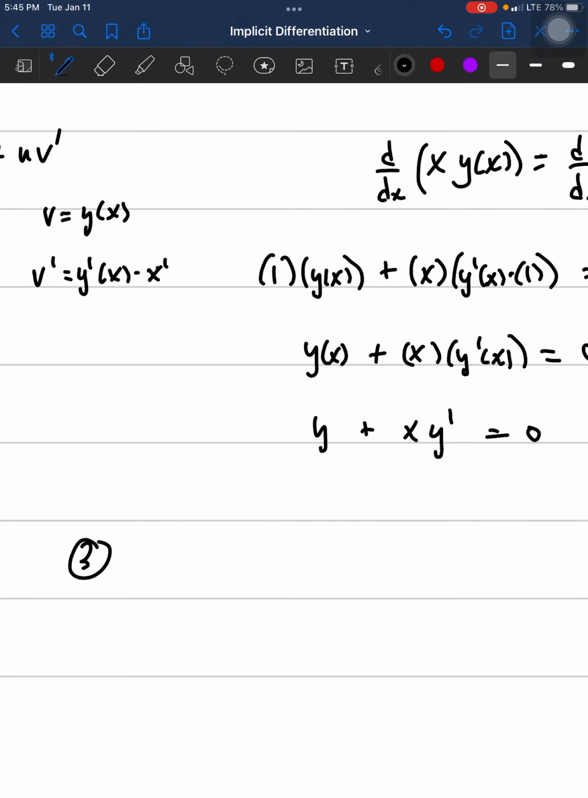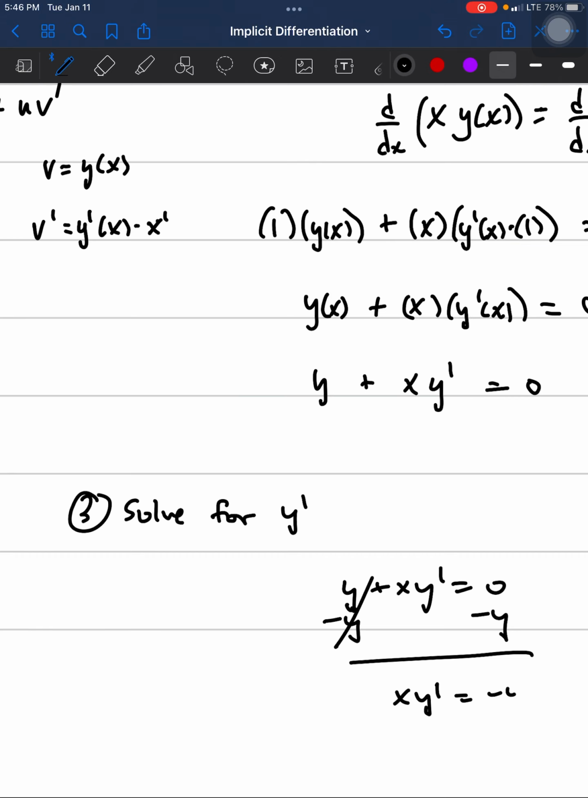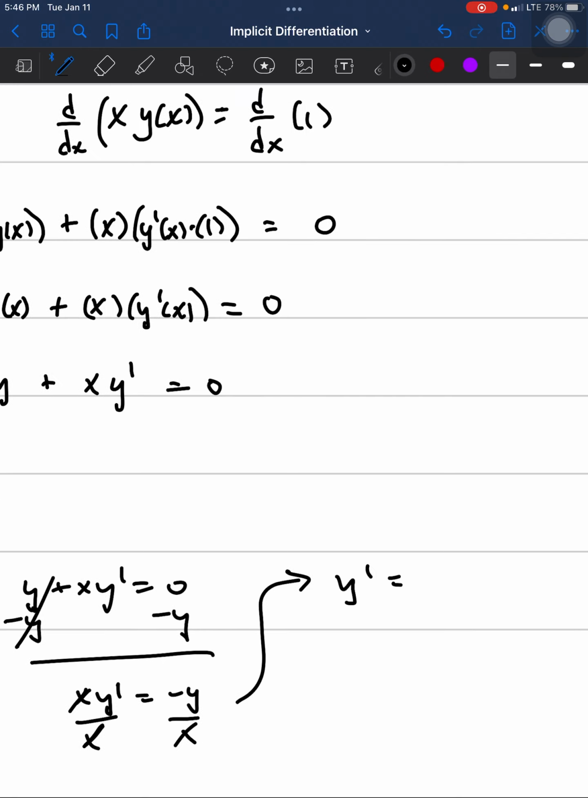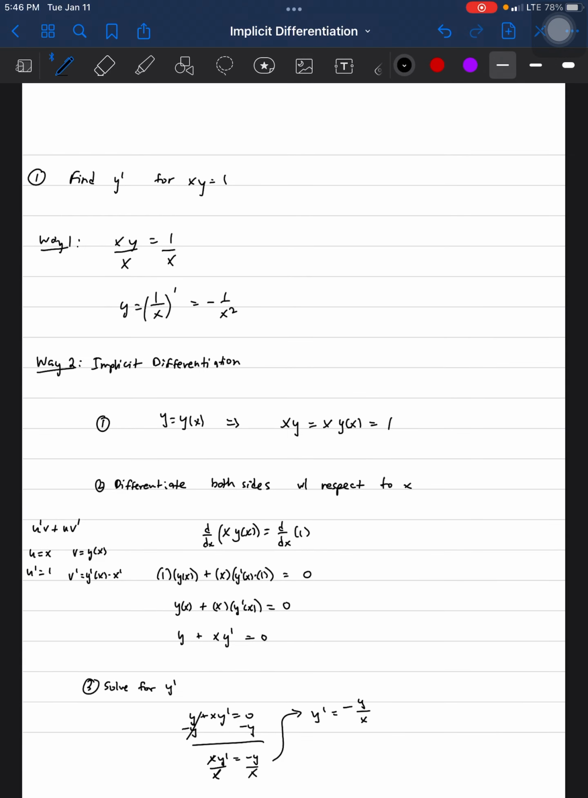Now the next step would be to solve for y prime. When we solve for y prime, we have to subtract y on both sides. You get x y prime equals negative y. Then we divide by x, so we cancel out the x's, and we get y prime is equal to negative y over x.